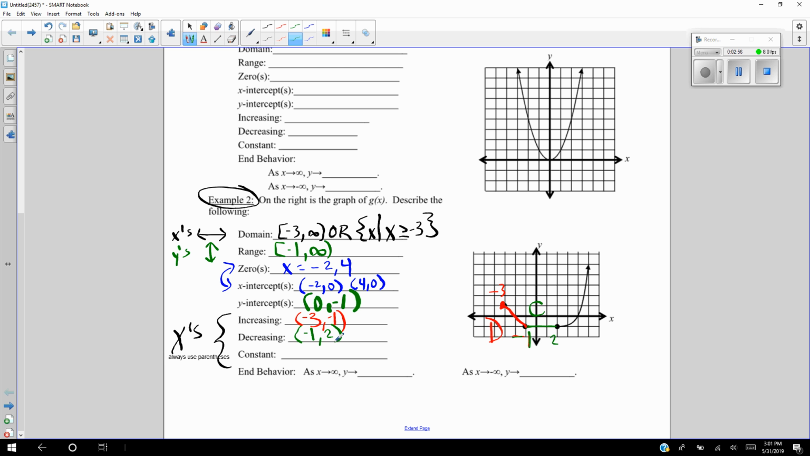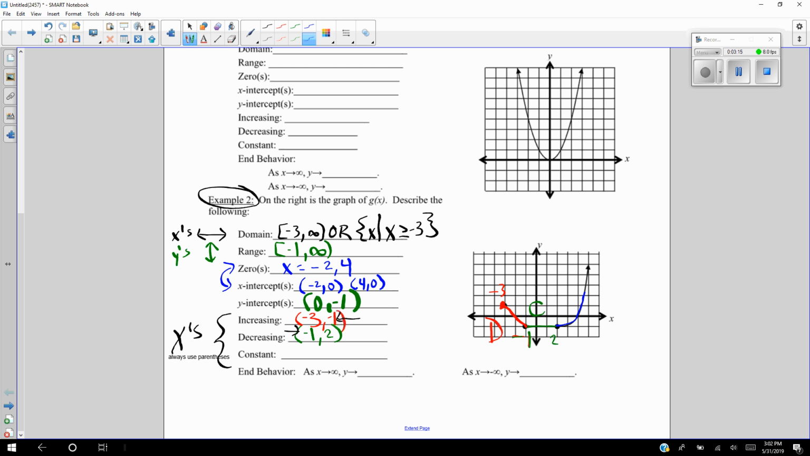And again, this is why we use parentheses. You'll notice we used the number -1 in both intervals, but since we've used parentheses, that means we're not including that value in the interval. So that's why we always use parentheses for increasing, decreasing, and constant.